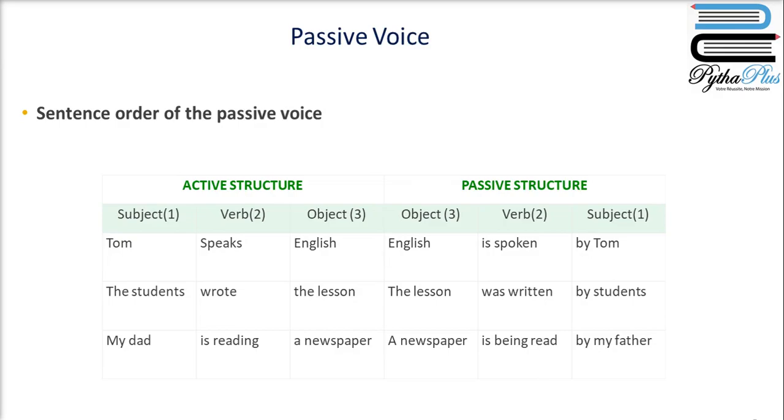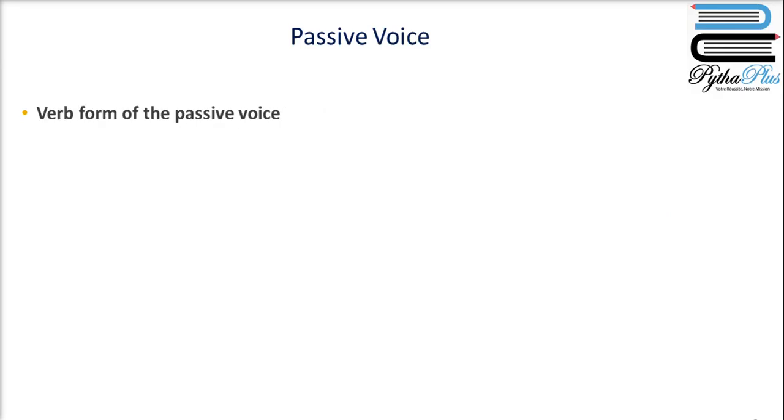The same thing for the second sentence. The students wrote the lesson became the lesson was written by the students. And finally, my dad is reading a newspaper became a newspaper is being read by my father. Now let's move on to construct this form. So the general form is the verb to be plus the past participle form.